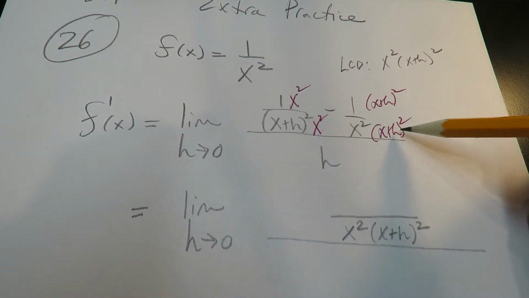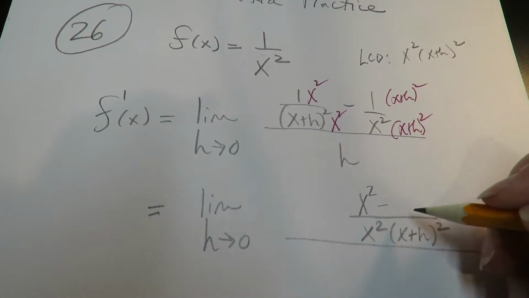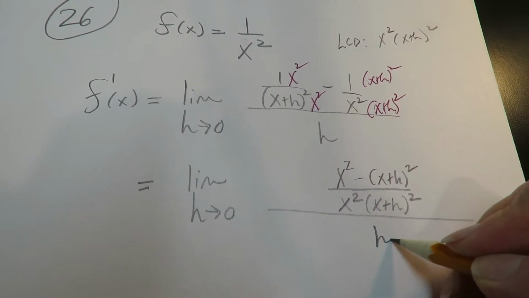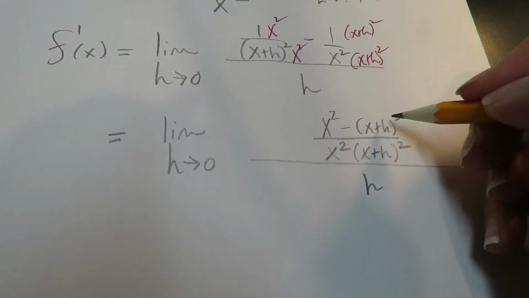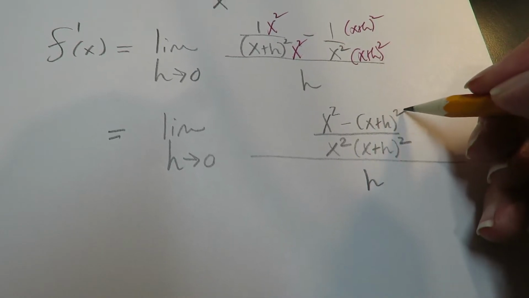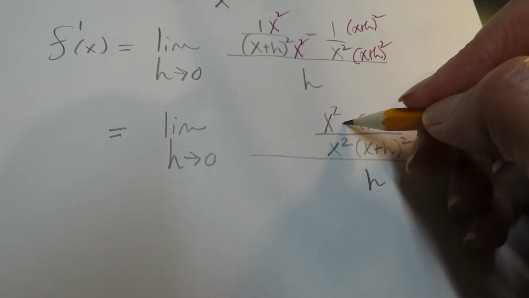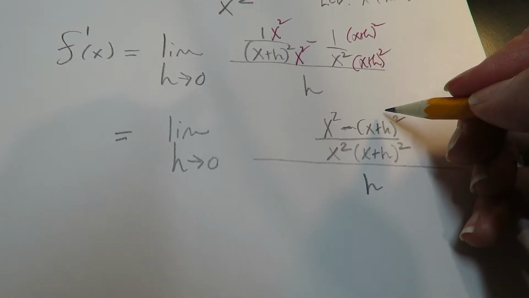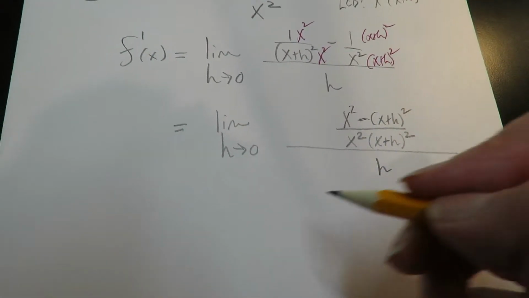Alright, so now since the denominators are the same, I'm going to go ahead and combine the numerator. So I've got an x squared minus an x plus h quantity squared over h. So there's quite a bit of work we have to do here. We're going to have to FOIL the x plus h squared. We're going to have to watch that we distribute the negative to everybody, because you have to subtract all of this. And then we're going to combine like terms. Okay, so quite a few steps here on this piece that you're going to see me do now.